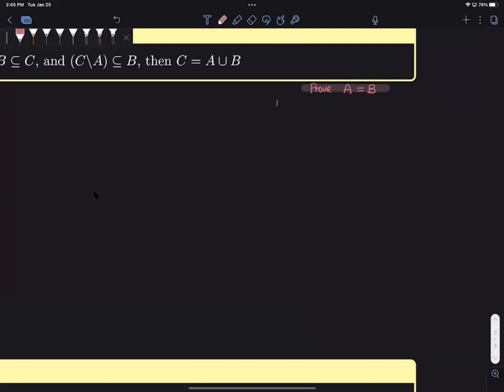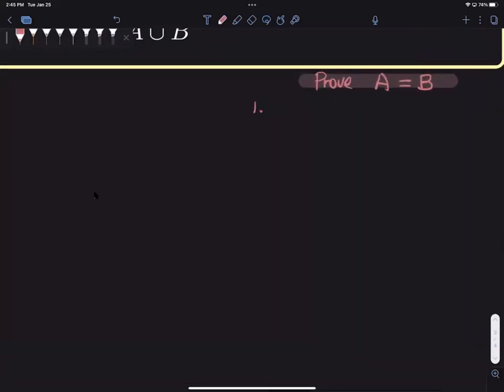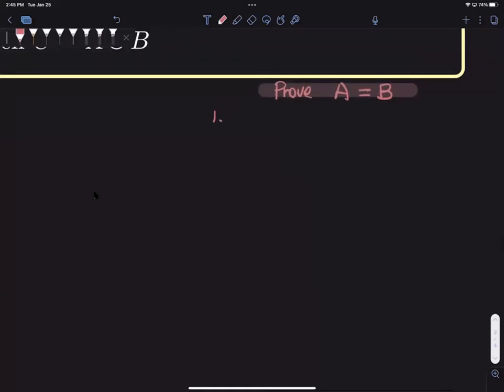In case you took my message wrong, you need to prove two things. The first thing is you need to prove A is a subset of B. That's your first step. Second step is you need to prove B is a subset of A.